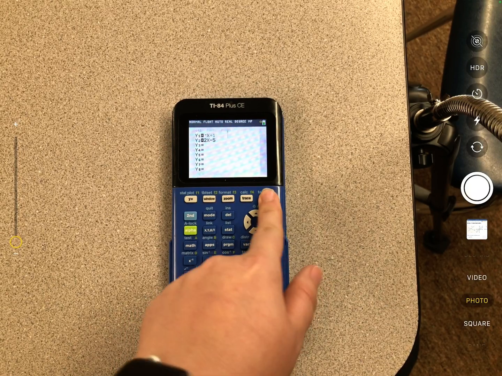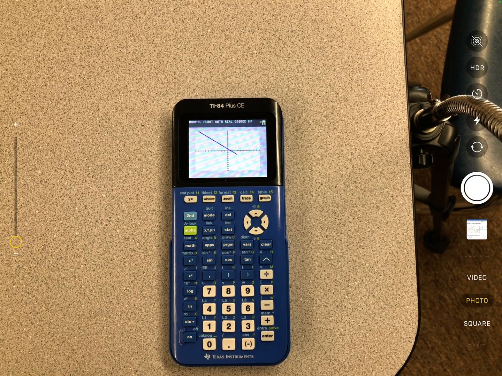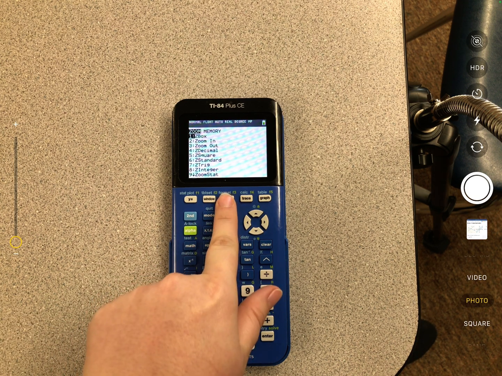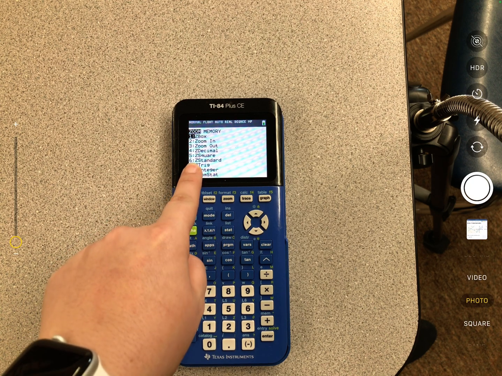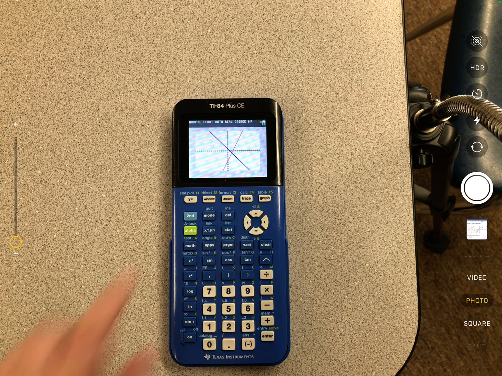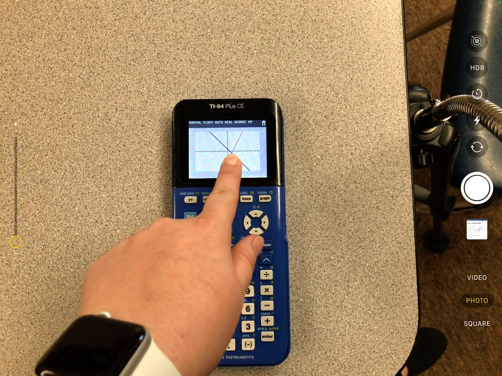So I'm going to hit the graph button. Okay. If your window doesn't look like this, a standard window is always nice. So I would do zoom 5 for square, zoom 6 for standard. I'm going to zoom 5. That kind of squares the screen out. What I mean by square is every unit over is the same as every unit up. And then we're going to look for this point here. That's the same on both.